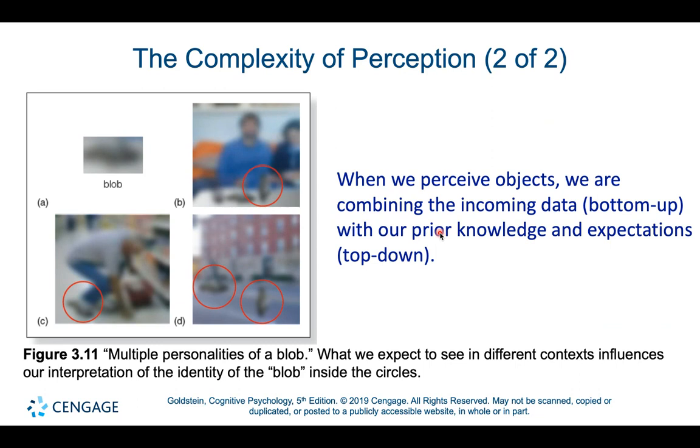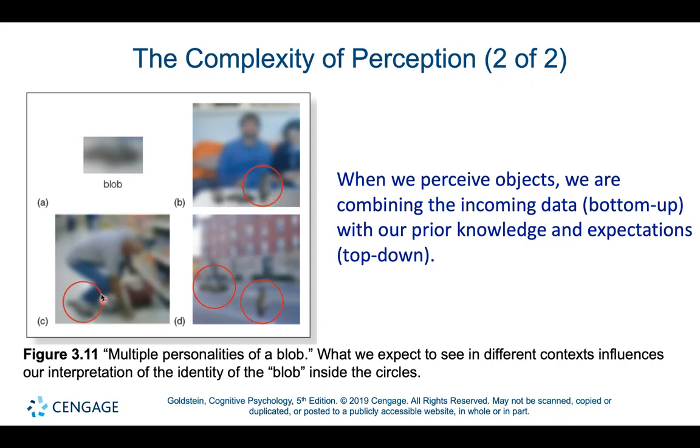Now, another lovely illustration of this reciprocal relationship between top-down and bottom-up processing. This is a very famous study where cognitive psychologists showed people these blurry images, and they asked people to identify the circled objects. So let's look at image B, and the circled object. If I asked you what that was, you would probably say something like a drink, a bottle, maybe a mug, a cup, a water bottle, something like that.